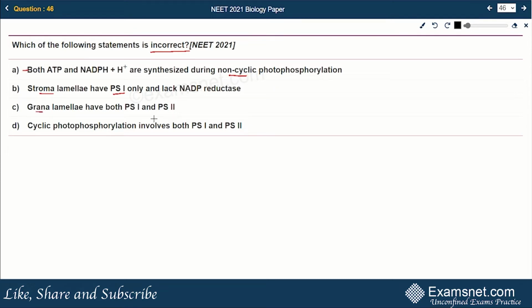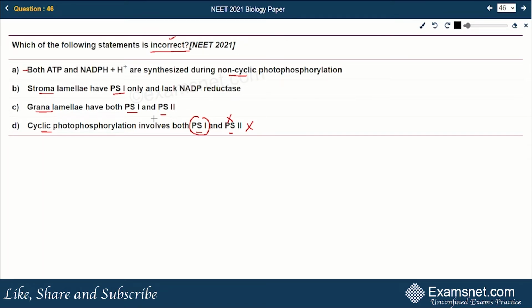Option B, stroma lamellae have PS1 only and lack NADP reductase enzyme. Option C, grana lamellae have both PS1 and PS2. And option D, cyclic photophosphorylation involves both PS1 and PS2. So the incorrect statement is statement D, because cyclic photophosphorylation involves only PS1 and not PS2. Okay, rest options are correct.